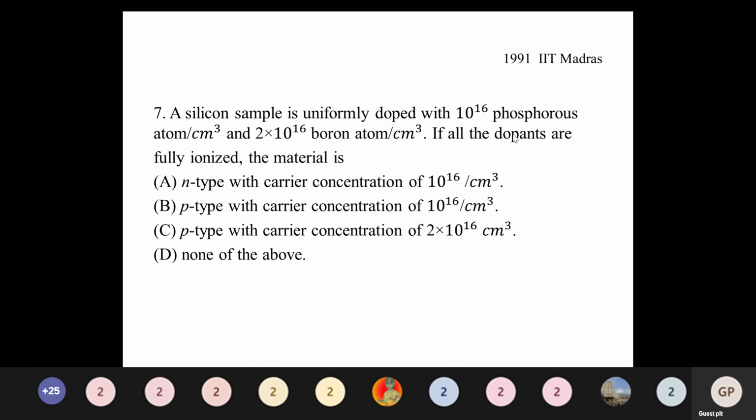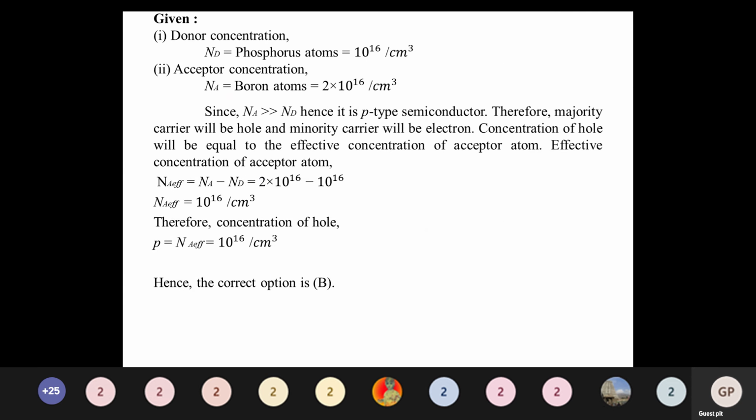Donor concentration is 10 to the power 16, acceptor concentration is 2 into 10 to the power 16. Here the condition is fully ionized. Na is greater than Nd, because 2 into 10 to the power 16 is the greater value. Hence, it is a p-type material. Therefore, the majority carriers will be holes and the minority carriers will be electrons.